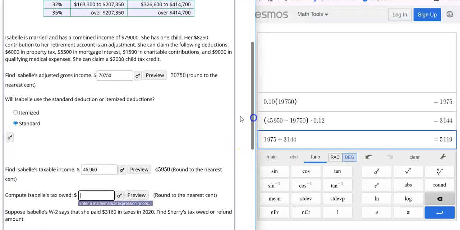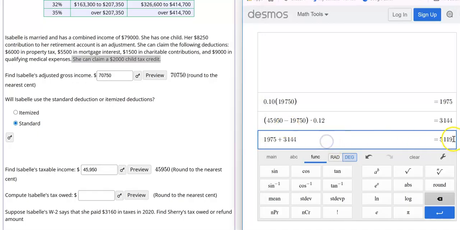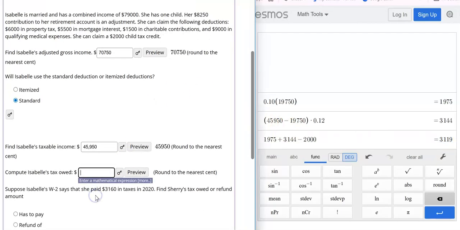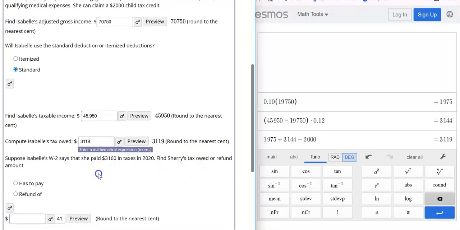But here's the but. Since she claimed a $2,000 tax credit, she's getting this money back from the IRS. So actually she owed this much in taxes when you do the calculation, but she's getting $2,000 as a tax credit. You subtract that, and you get $3,119. That's what she owes in taxes.